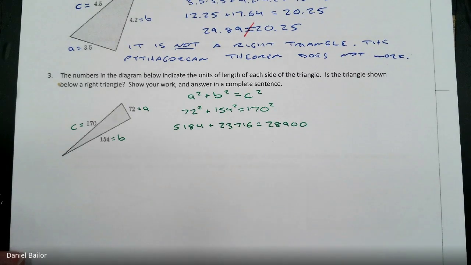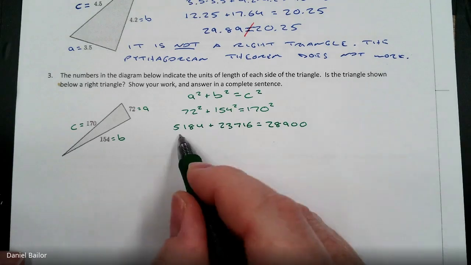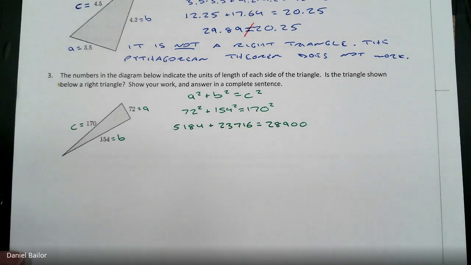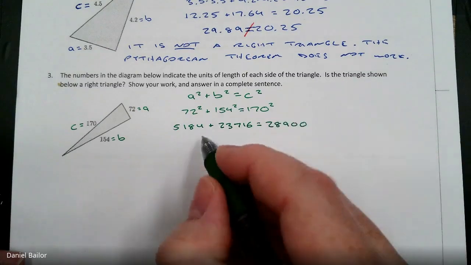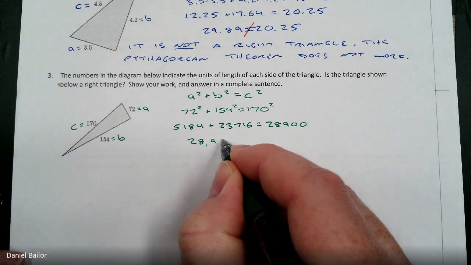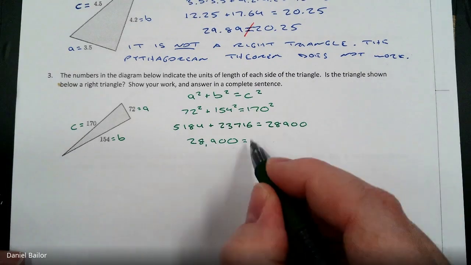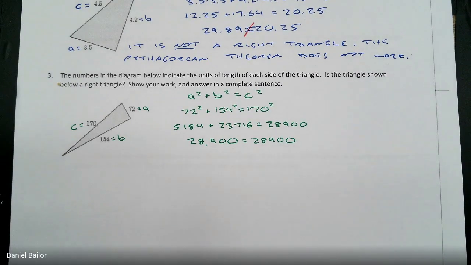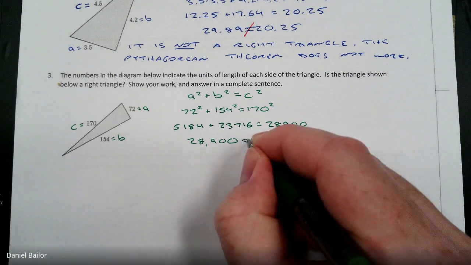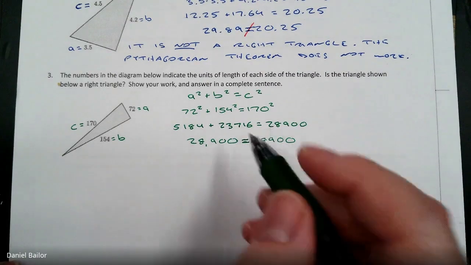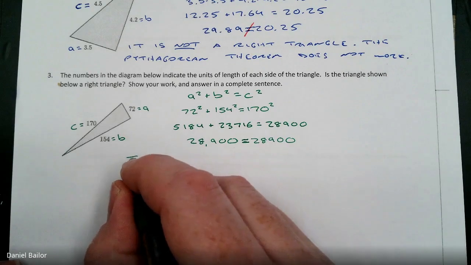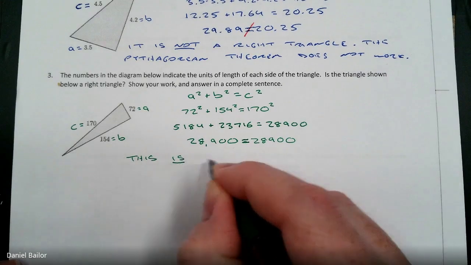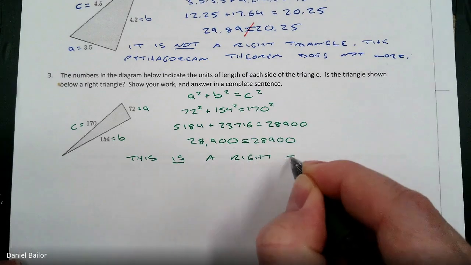So now the next step is to add this side together. We need to do 5,184 plus 23,716. When we add them together, you get 28,900, which, guess what, is what the other side equaled. So this time the Pythagorean theorem is true. For number 3, the Pythagorean theorem is true. So we can say this is a right triangle.